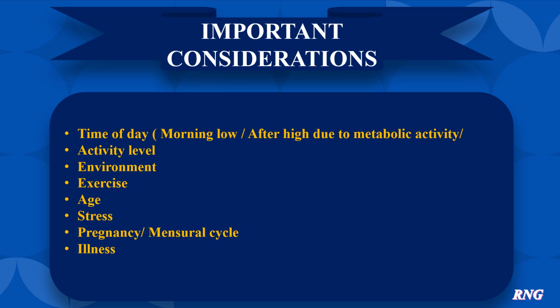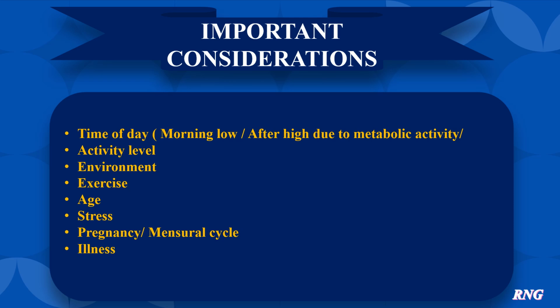Exercise done by the client in a day impacts the mean range because use of large muscles creates heat and it will increase the body temperature. Age impacts the body temperature. For example, infants vary in body temperature because the heat regulating mechanism is not fully developed.